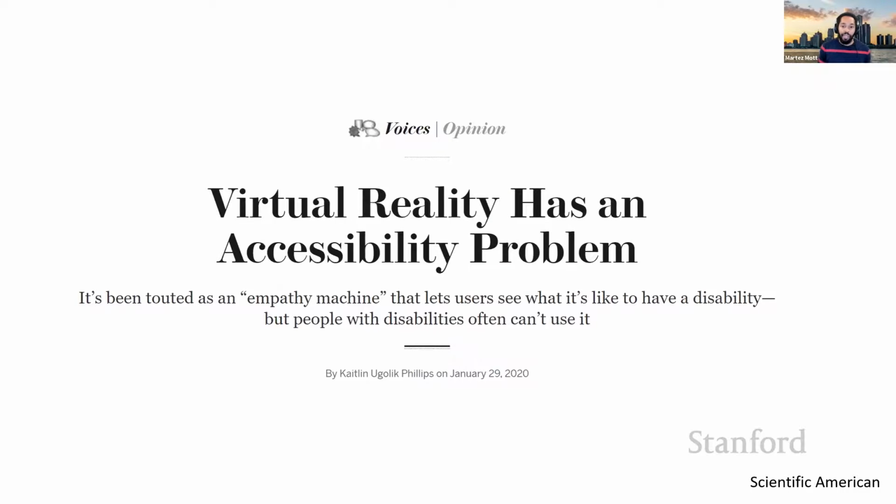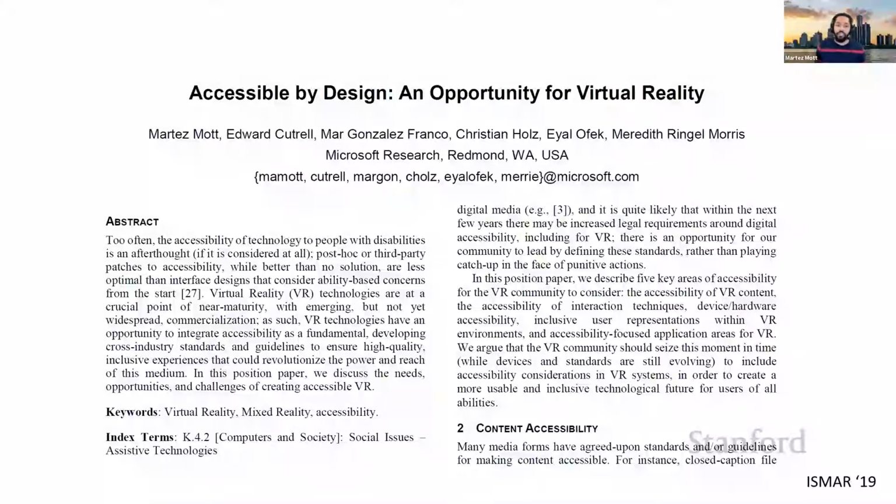So, a paper that I co-wrote along with a bunch of other people at Microsoft Research. We wrote this paper at the ISMAR conference in 2019 called Accessible by Design: An Opportunity for Virtual Reality. What we tried to do is lay out the case for, when we're thinking about virtual reality systems and how we want to make them accessible, what are some of the things we should be focusing on? Where should our priorities be, and how should we think about what we're doing in this space to make these things more accessible?